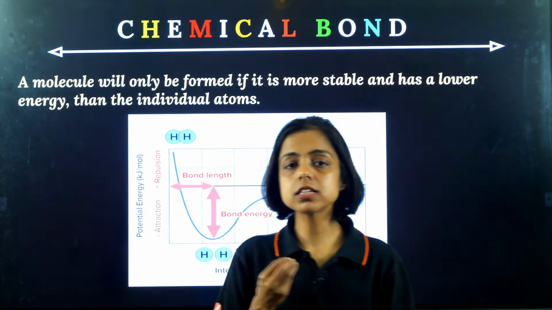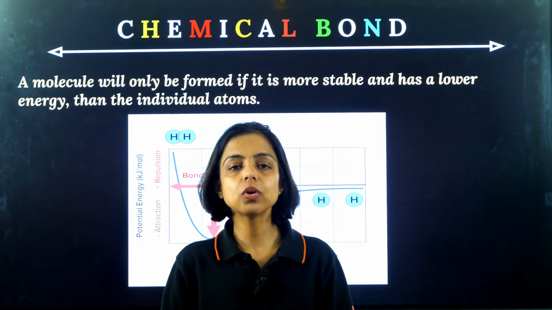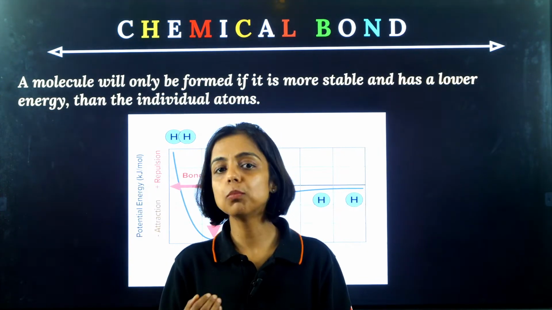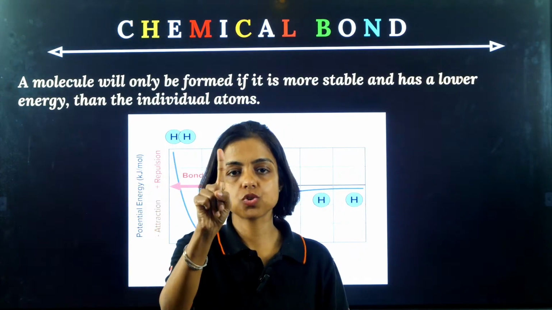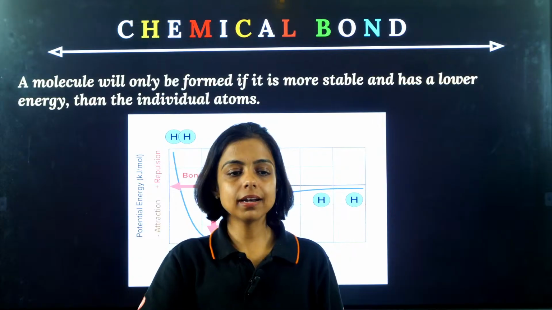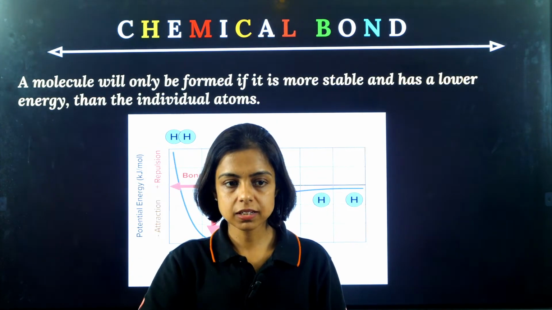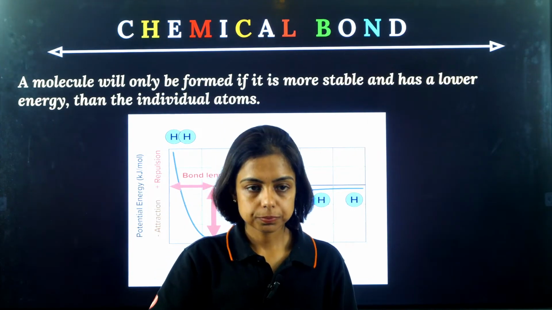Whenever there is a bond formation, there is a release of energy, and due to the release of energy, your atoms become more stable. This is the first reason. How do they attain stability? By making a bond, by releasing energy. Got it, guys?